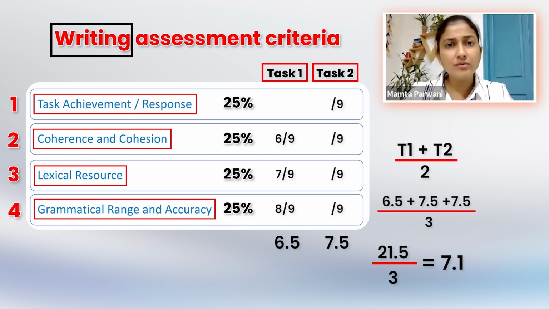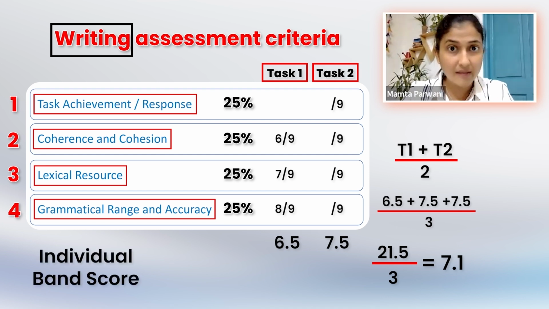So, this comes to 7. Your individual band score for writing module would be 7. Alright. So, understood how your writing score is calculated? Writing individual score, where your task 1 score is added with task 2 score. The task 2 score is added twice, remember, and then an average is taken. That means task 1 score plus task 2 score plus task 2 score divided by 3. Okay, remember this. This is how you get your writing individual overall score.